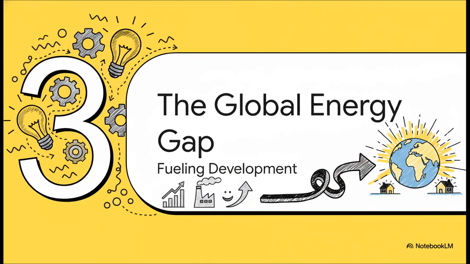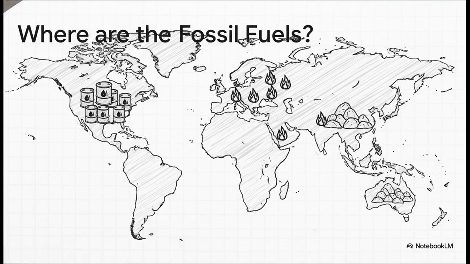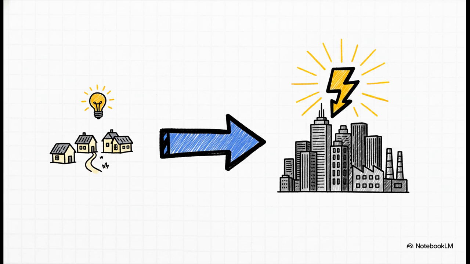All right, last but definitely not least, let's talk about energy. This is the resource that literally fuels everything. It powers our homes, our industries, our development, and this is where we see what's called the global energy gap. So just take a quick look at where the world's fossil fuels are. It's pretty shocking how concentrated they are, right? The vast majority of oil, natural gas, and coal is located in just a few spots on the map. And what that means is a small number of countries have a massive amount of control over the world's energy supply.